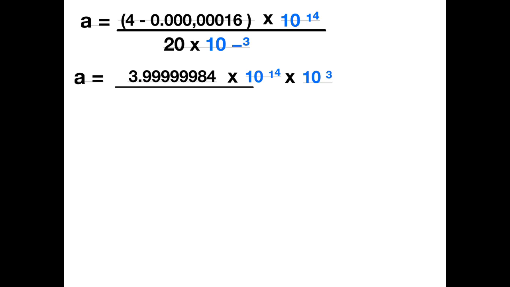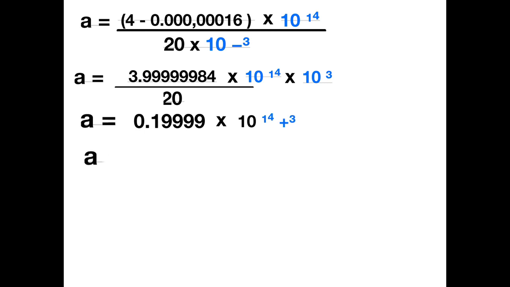So the sign of the power right now was minus 3, so it becomes 10 power plus 3 divided by 20. Now what you can do, you can divide the two numbers, only the numbers, so you get 0.19999, and you can write the 10 power 14 plus 3. Knowing that there is a rule in mathematics, when the bases are the same and they are to be multiplied, then you can simply add the powers. So we have just added the powers, so it will become 10 power 17 then.